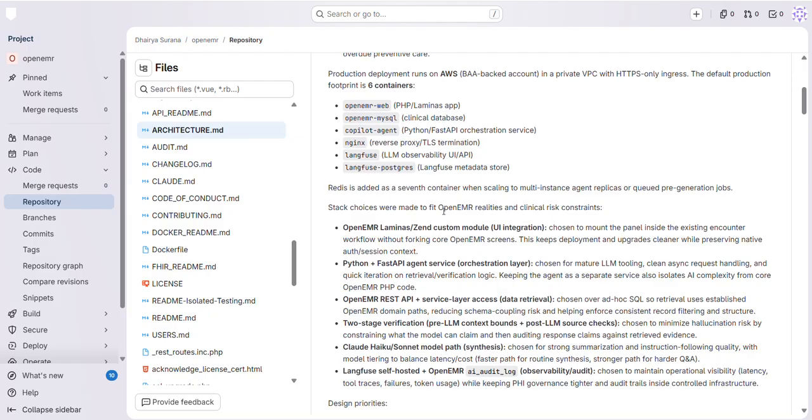And the other decision I made was to enforce verification around the LLM output. That improves grounding and reduces hallucination risk. But the trade-off is extra pipeline complexity and possible latency overhead. If this isn't managed well, then the user experience could suffer.